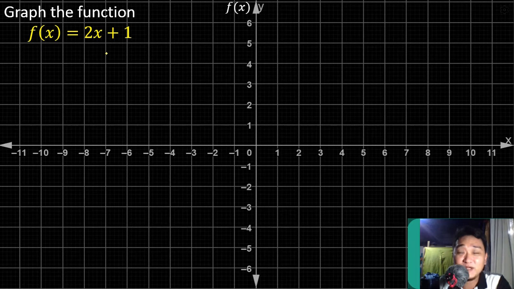Pero pagka meron ka lang 2 points, okay na yun. All you have to do is to connect those points. Kasi ang line naman is composed of at least 2 points, di po ba? So, ang gagawin po natin, mag-a-assume tayo ng value ni x. We're going to assume a value for x.